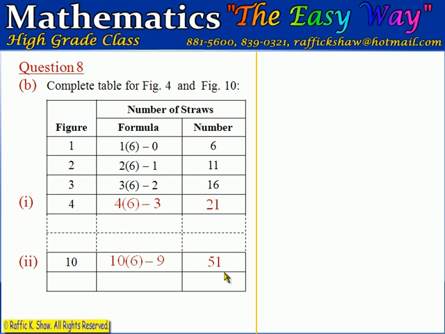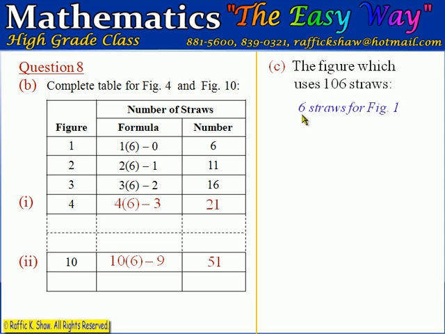And part C is asking us which figure uses 106 straws. That's what question C is asking us, to determine which figure uses 106 straws. Now remember that there are 6 straws in the first figure. So if we remove the 6 straws for the first figure, right, we know that 6 straws are used in the first figure. And then for each subsequent figure, 5 straws are used.